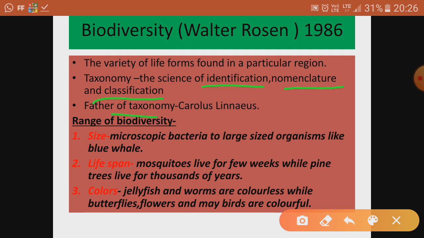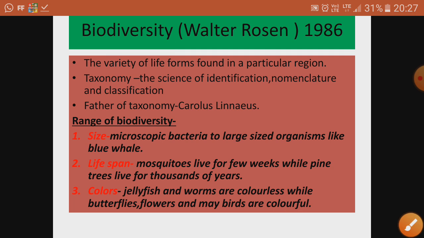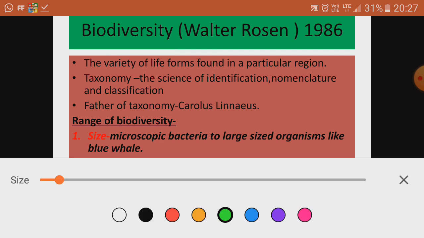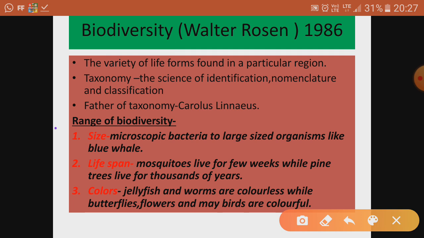So who is the father of taxonomy? Carolus Linnaeus is the father of taxonomy, and he did the pioneering work, the initial work in this field. Now next topic is range of biodiversity. As we have already discussed, biodiversity means the variety of life forms, and we have a big range of biodiversity. For example, if you consider size, you have microscopic bacteria to large organisms like the blue whale.